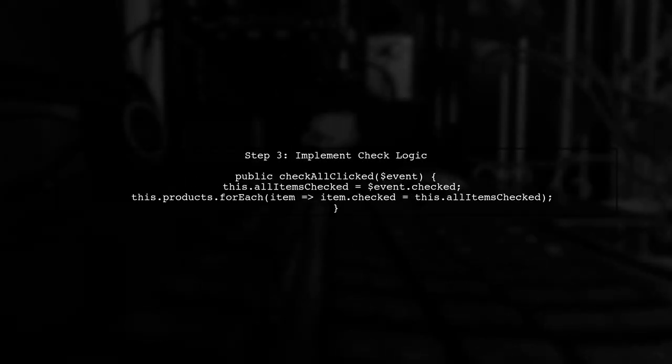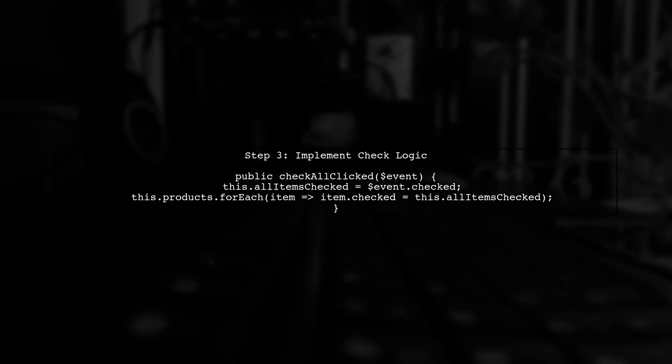Now, we need to implement the logic for the header checkbox. When the header checkbox is clicked, it should toggle the checked state of all items in the grid. We will do this in the checkAllClicked method.